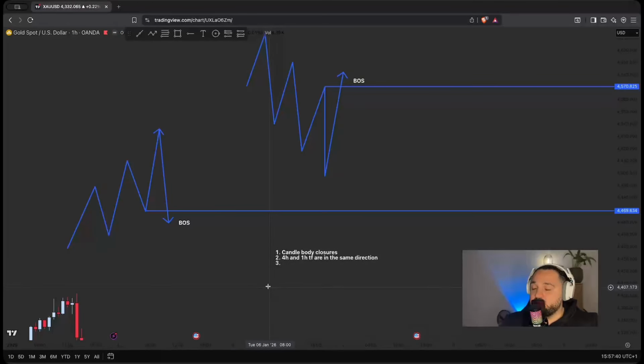And our third rule is that a break of structure can only happen when the price breaks our previous area of interest.